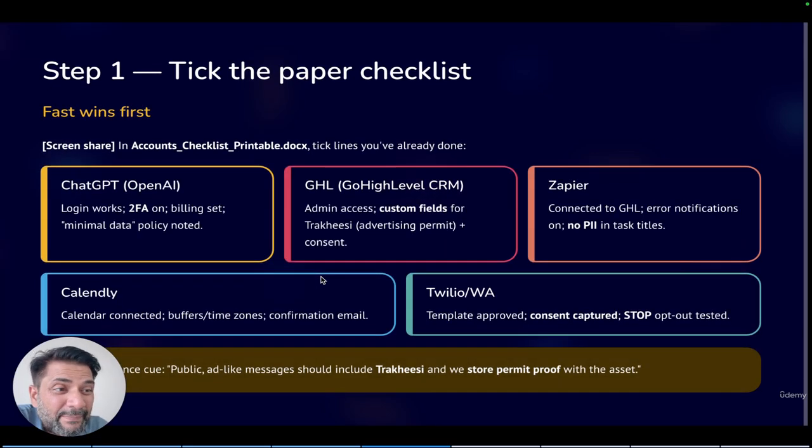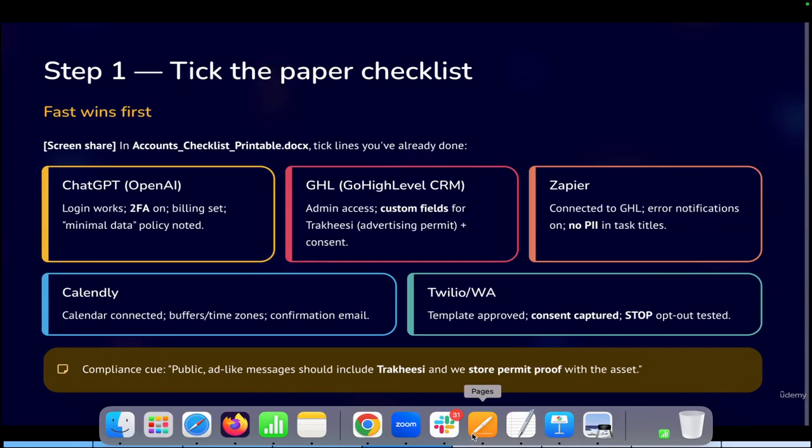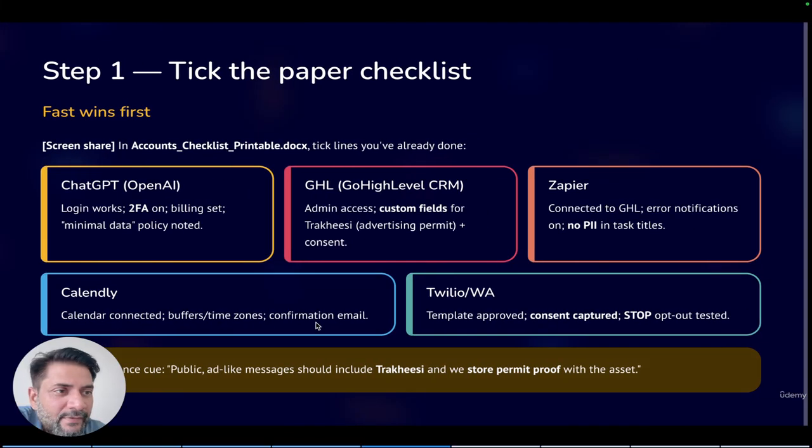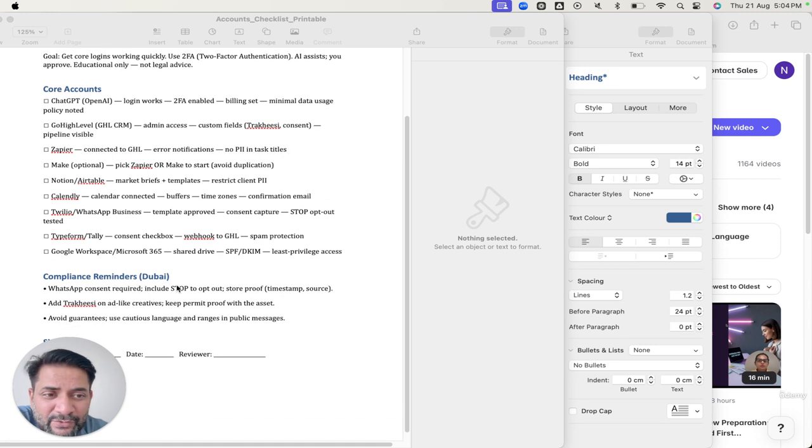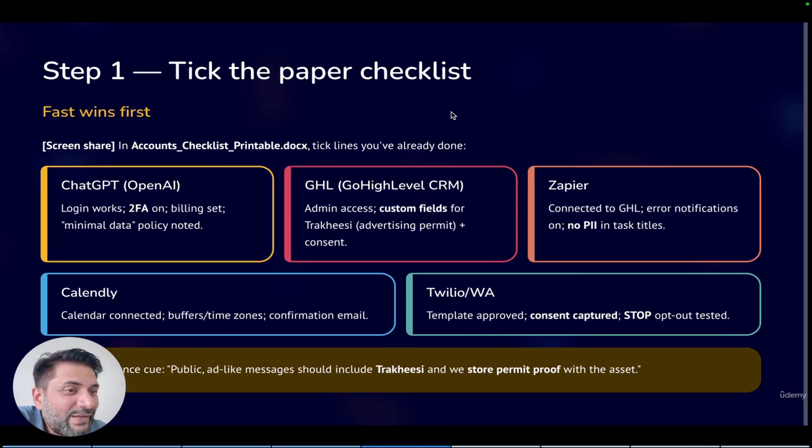What you do is you tick the paper checklist. Fast wins first. So in accounts checklist printable.docs, like we just saw here, tick lines you have already done. For example, ChatGPT OpenAI login: login works, two-factor enabled, billing set, and minimal data usage policy noted. Similarly for Go High Level, Zapier, Make, Notion, Calendly, Twilio, Typeform, and Google Workspace. Once you've ticked all of these, you are actually good to go.